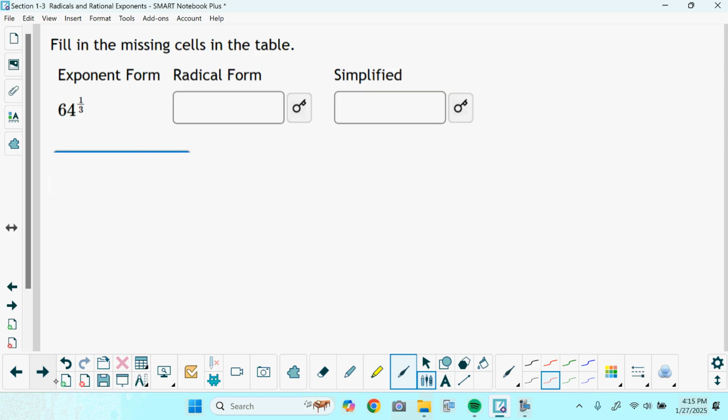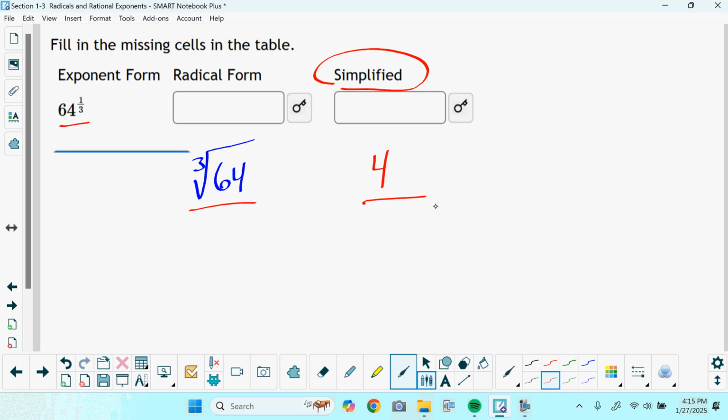We're going to take 64 to a fractional power and put it in radical form. Then we're also going to simplify it. That is the cube root of 64, and 64 is raised to the first power, so we can just leave it at 64 and make that go away. Now, what is the cube root of 64? You should know that it is 4. That means it's been simplified. So we took it from exponent form, wrote it as radical form, then simplified it.